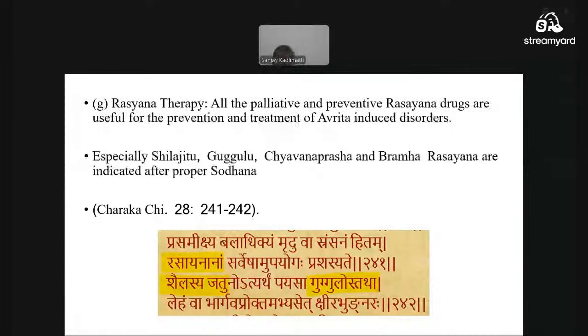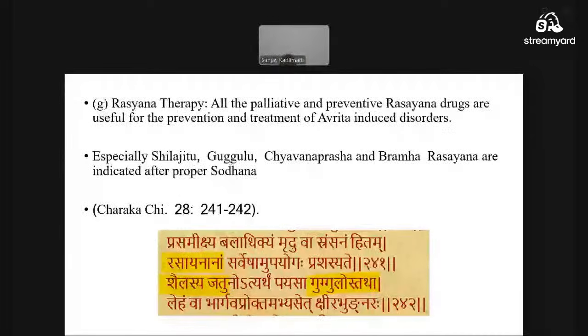So here, rasayana therapy, if all the shamanaushadhis and preventive rasayana drugs are useful for the prevention and treatment of avarana in these disorders, especially rasayananam sarveshum upayogah prashasyate shailasya jatu shilajatu, atyartham payasa, with lots of milk you have to give. Guggulustatha lehamva bhargava prokta rasayana.